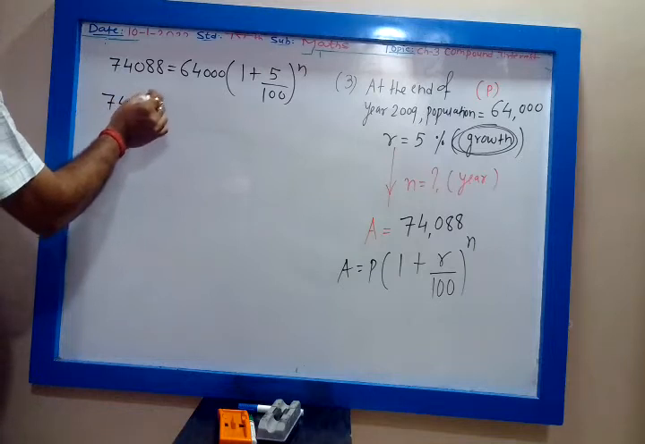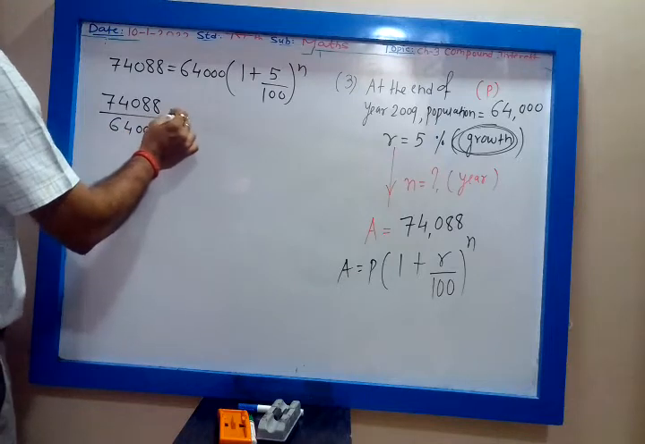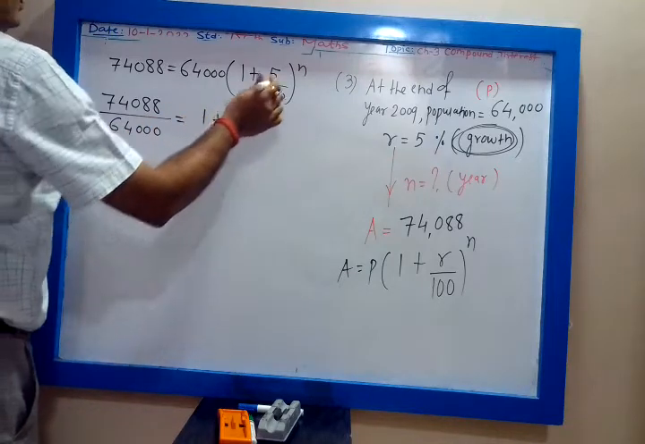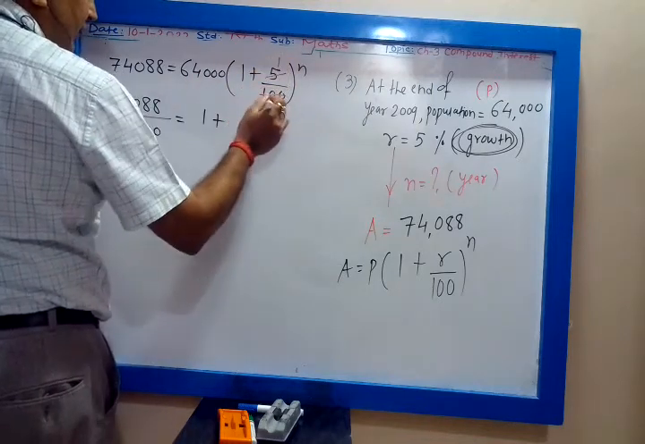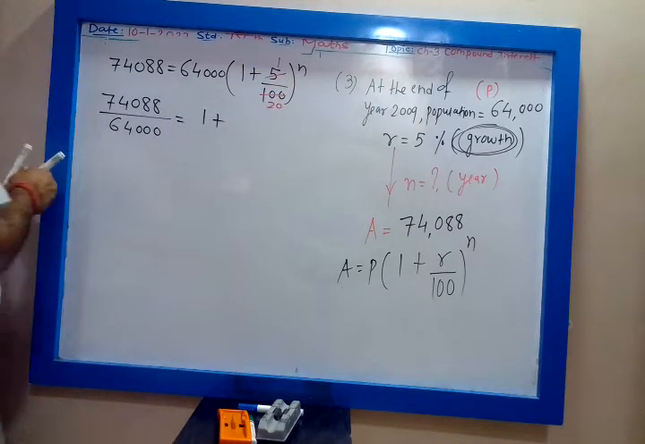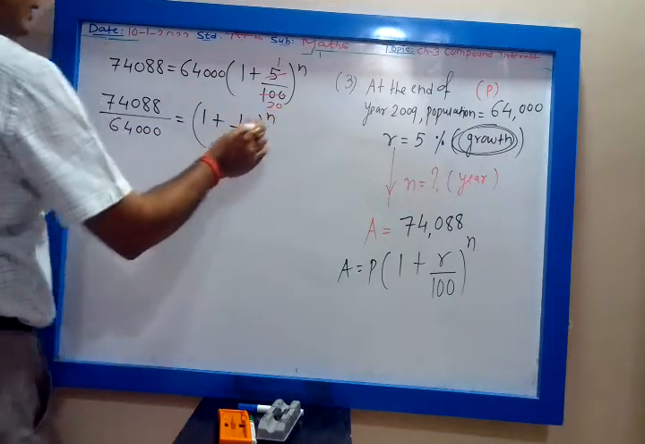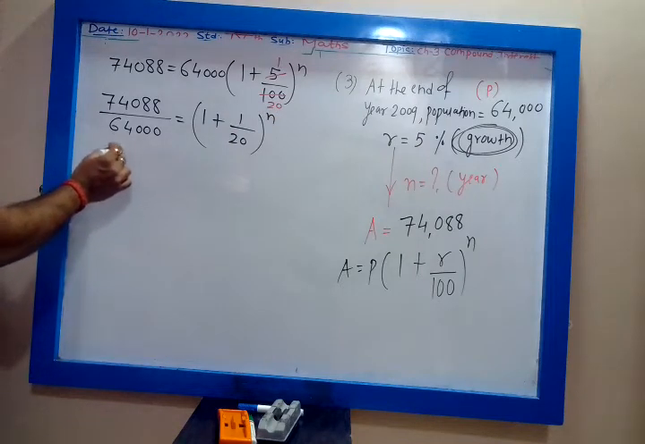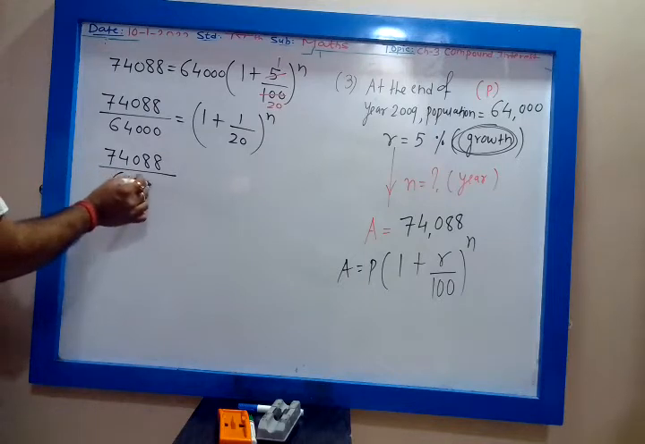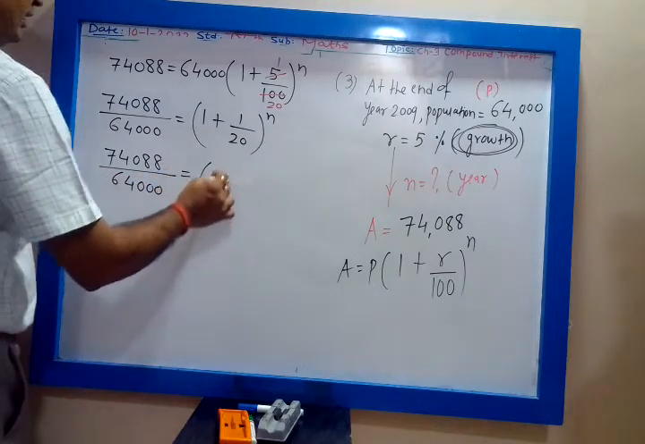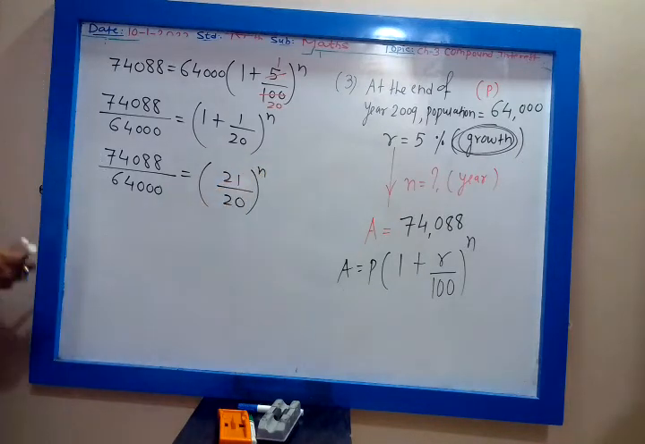74,088 will go in the division upon 64,000 is equal to 1 plus R upon 100. You can cancel, 5 ones are 5, 20. So 1 plus 1 upon 20, 1 plus 1 upon 20 raised to N. N we have to find. So 74,088 upon 64,000 is equal to 21 upon 20 raised to N.